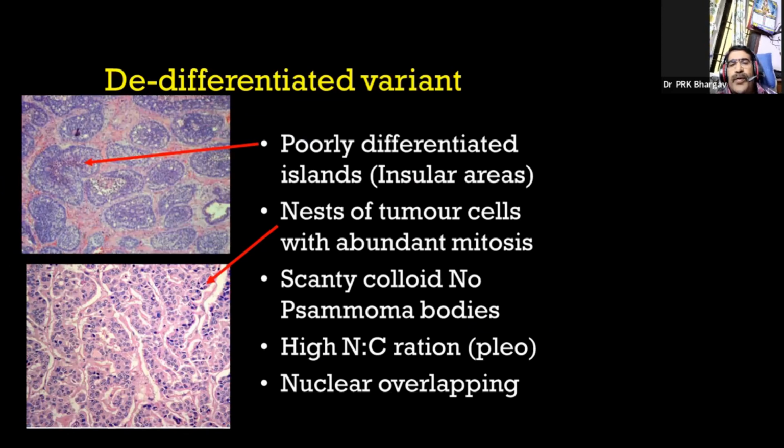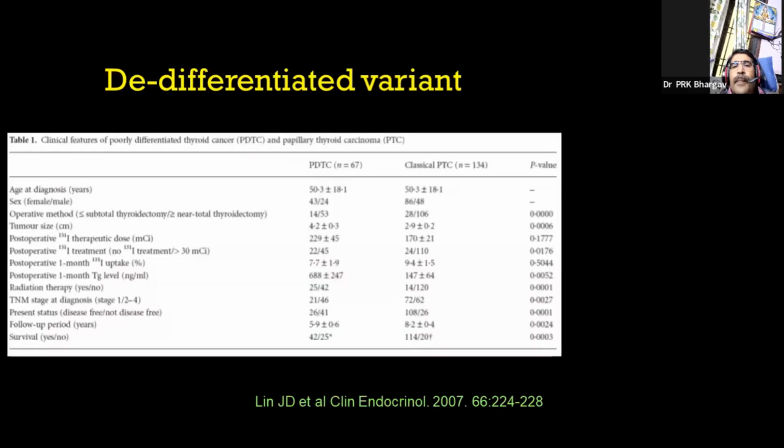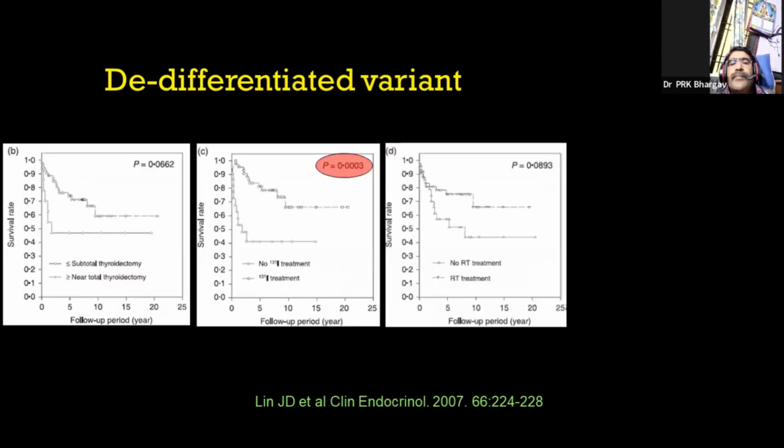Again, this has very poor prognosis, of course, but the prognosis is in between routine differentiated thyroid cancer and anaplastic, slightly better than anaplastic. Next. Here there are solid clusters of cells with high propensity for lymph node and distant metastasis. Next. Yeah, these are all poor prognosis studies. Next. These are all survival curves which show a downward trend.